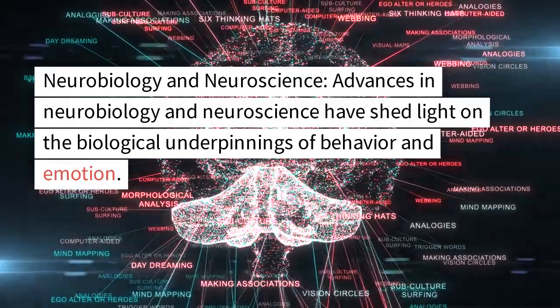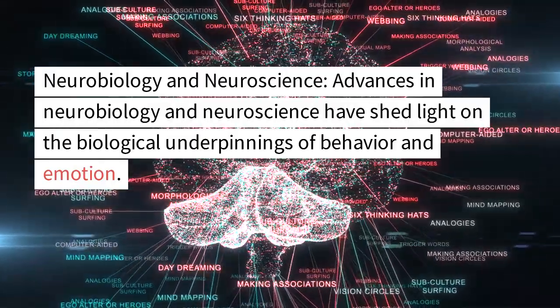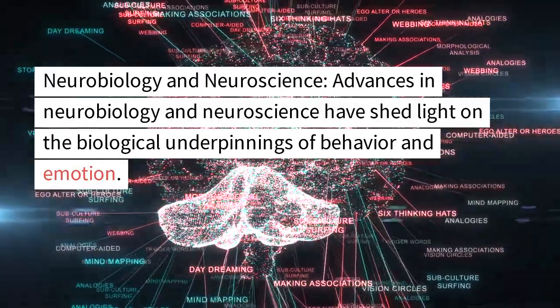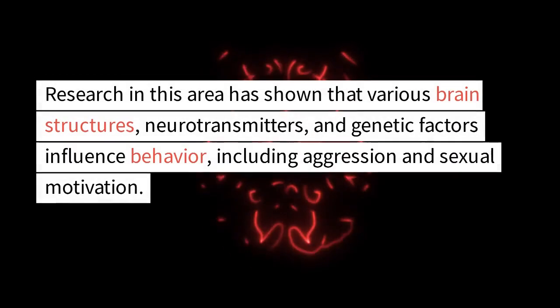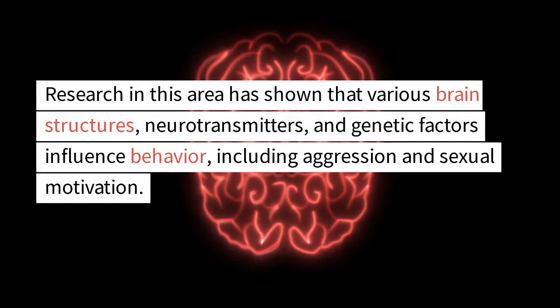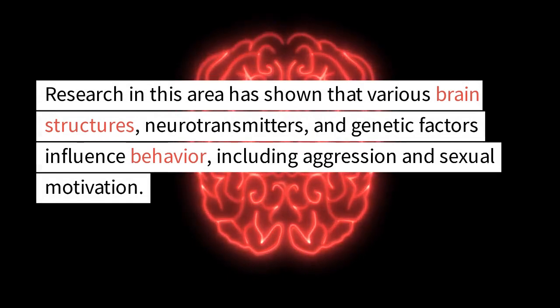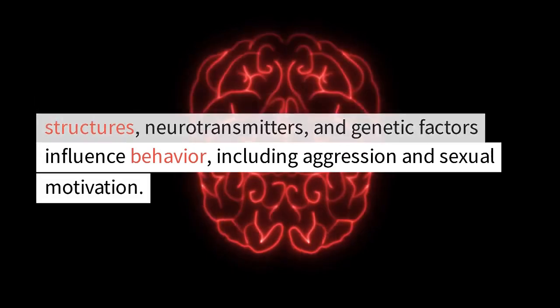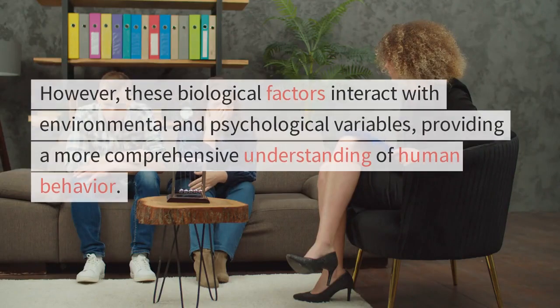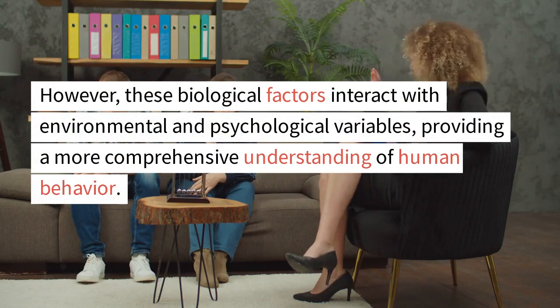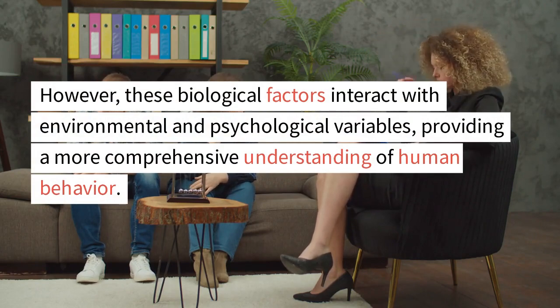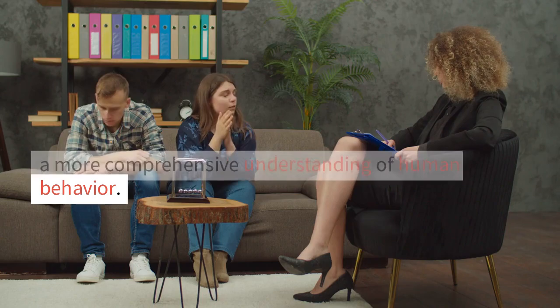Neurobiology and neuroscience. Advances in neurobiology and neuroscience have shed light on the biological underpinnings of behavior and emotion. Research in this area has shown that various brain structures, neurotransmitters, and genetic factors influence behavior, including aggression and sexual motivation. However, these biological factors interact with environmental and psychological variables, providing a more comprehensive understanding of human behavior.